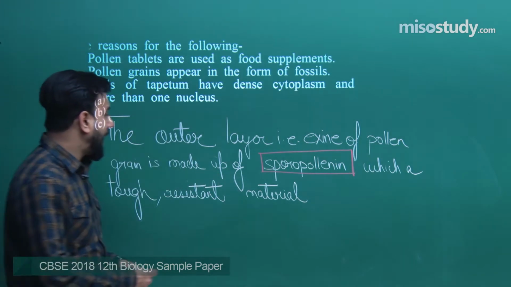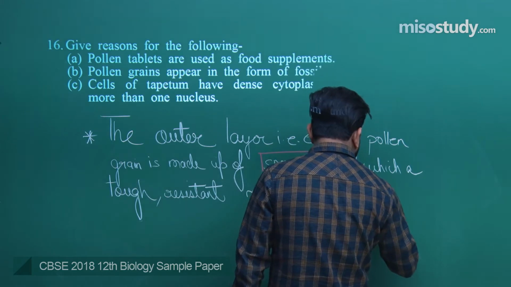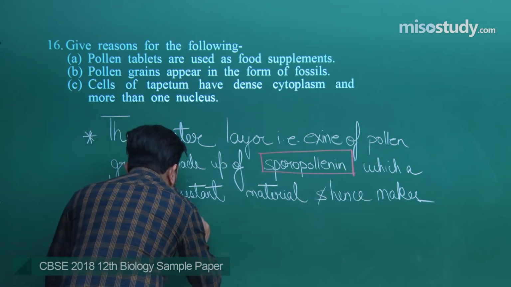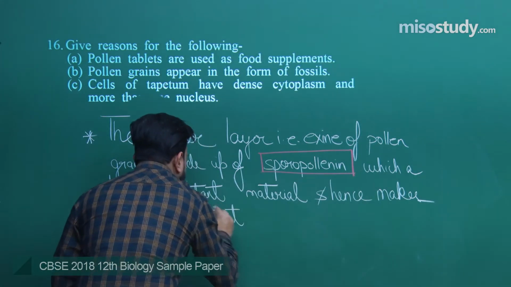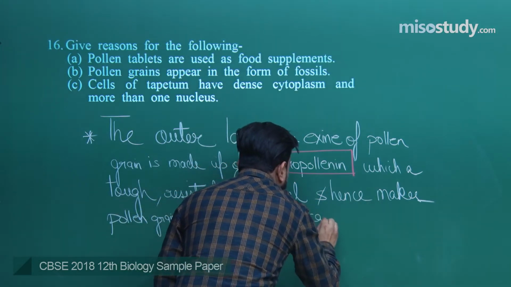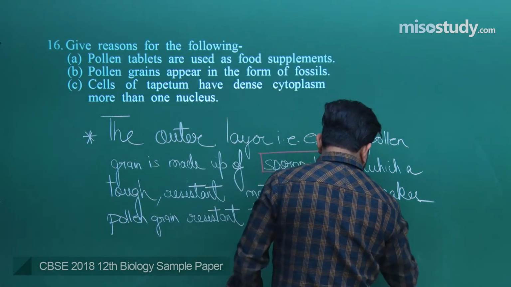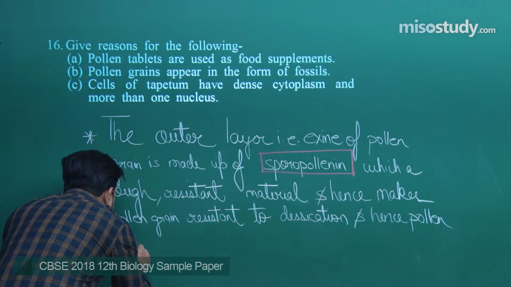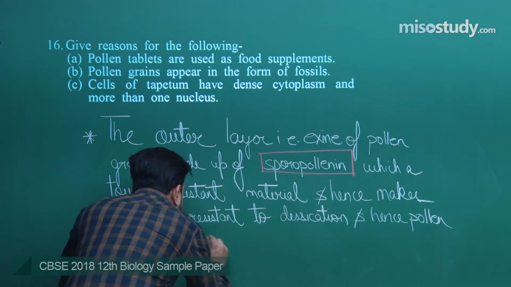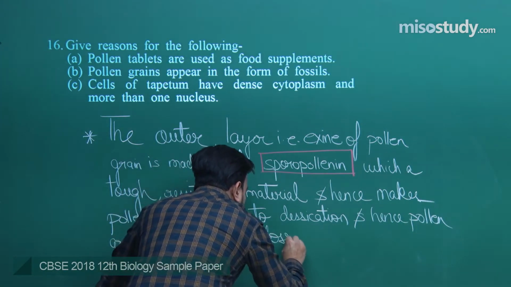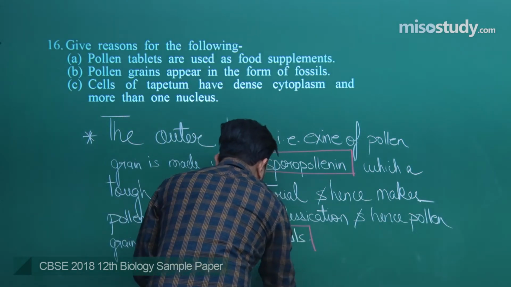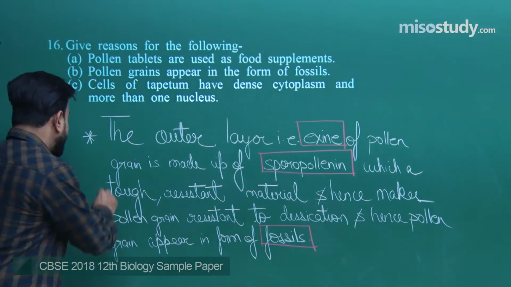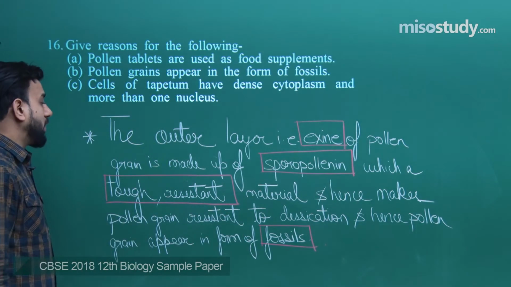So the outer layer, that is the exine of the pollen grain, is made up of sporopollenin, which is a tough resistant material, and hence makes the pollen grain resistant to desiccation, and hence pollen grains appear in the form of fossils.